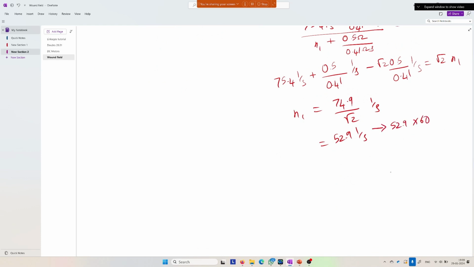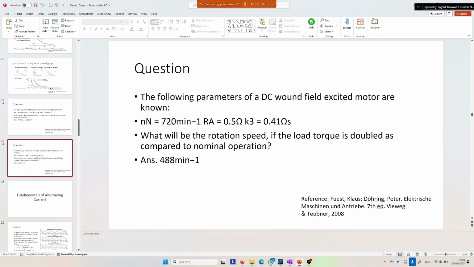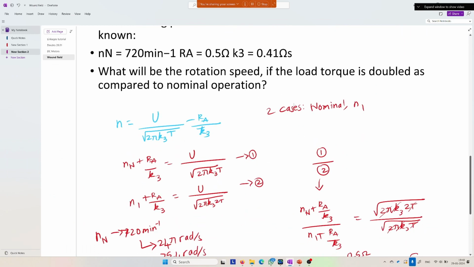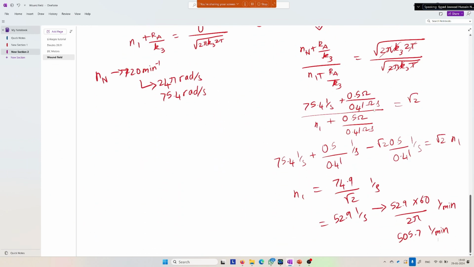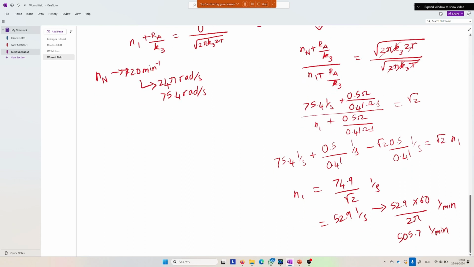52.9 into 60 divided by 2 pi, 1 by minute. It is 505.7, which is close enough to the answer of 480. So it was 480, right? 488. I guess due to the approximations I made, it was off. The answer should be correct. So that's how you solve it. We just do this division so that a lot of the terms cancel out, leaving just this one term, and then it's straightforward.